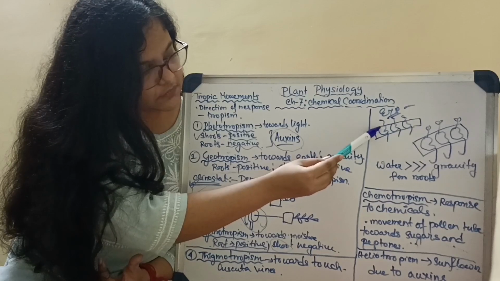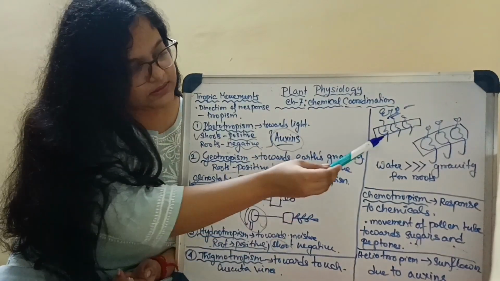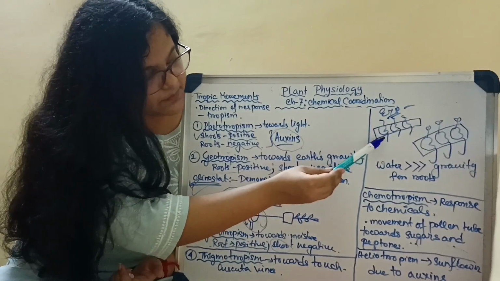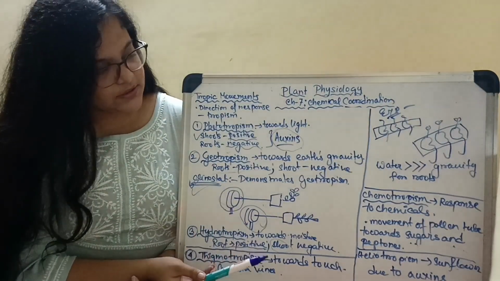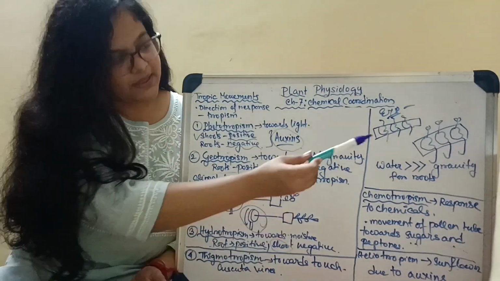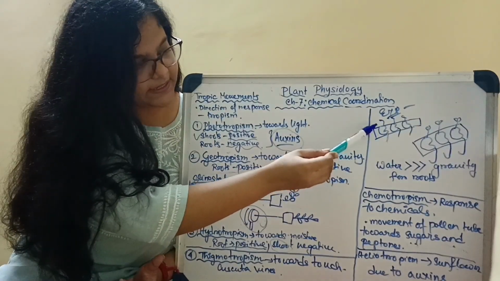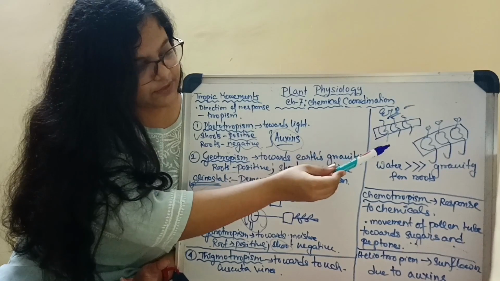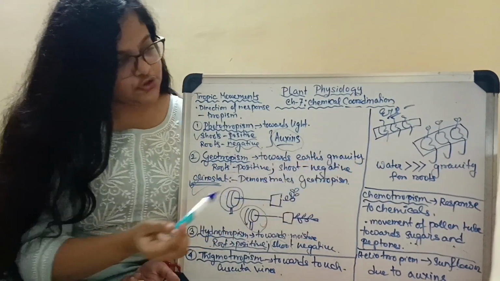shoot, the upper part of the plant, tends to grow upwards, while the radicle, which is the part of the root, tends to move downwards, which is naturally occurring due to the force of gravity or geotropism, where the plumule is negatively geotropic, and the radicle, which will later form the root, is positively geotropic.